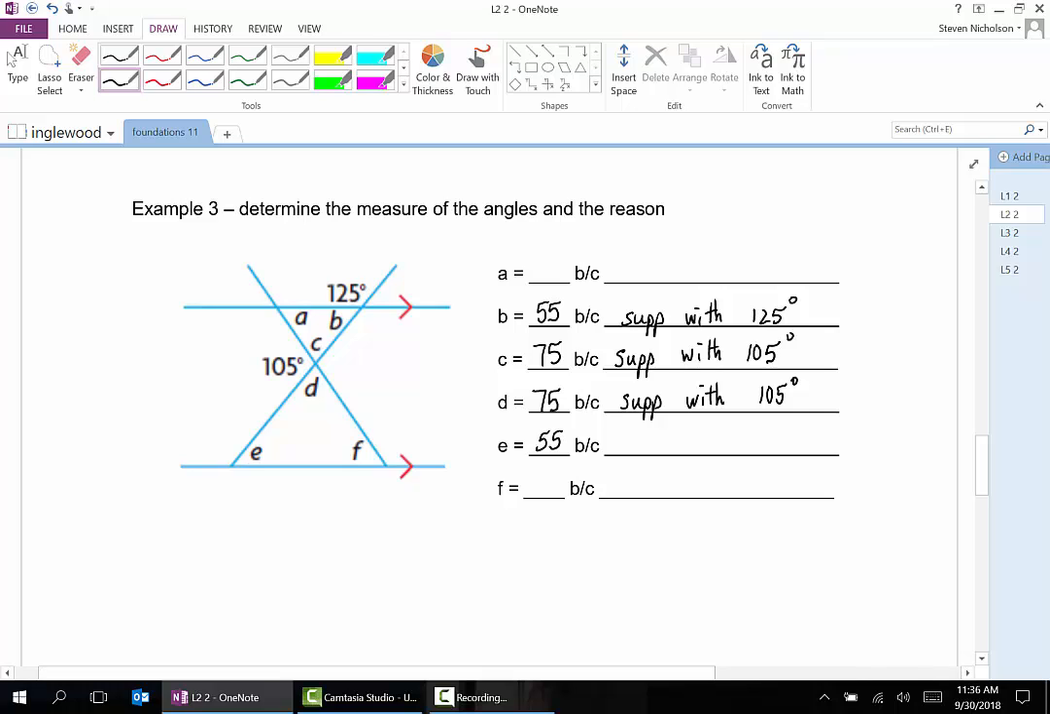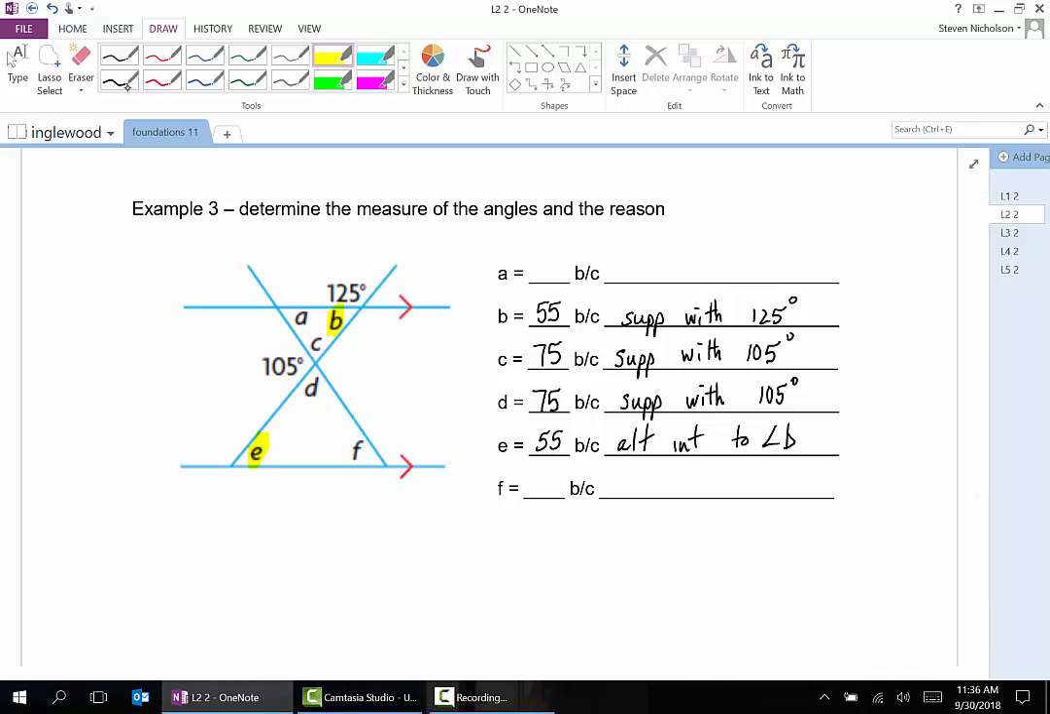And the reason I'm going to say angle E is 55 degrees is because it is alternate interior to angle B. So here's our angle B right here. Here's our angle E right there. They are inside the parallel lines and they're on either side of the transversal, and we know that they're equal.